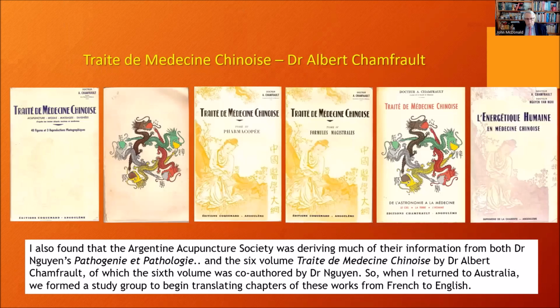I also found that the Argentine Acupuncture Society was deriving much of their information from both Dr. Nguyen's Pathogénie Pathologie and the 6-volume Traité de médecine chinoise by Dr. Albert Champreau, of which the 6th volume was co-authored by Dr. Nguyen.